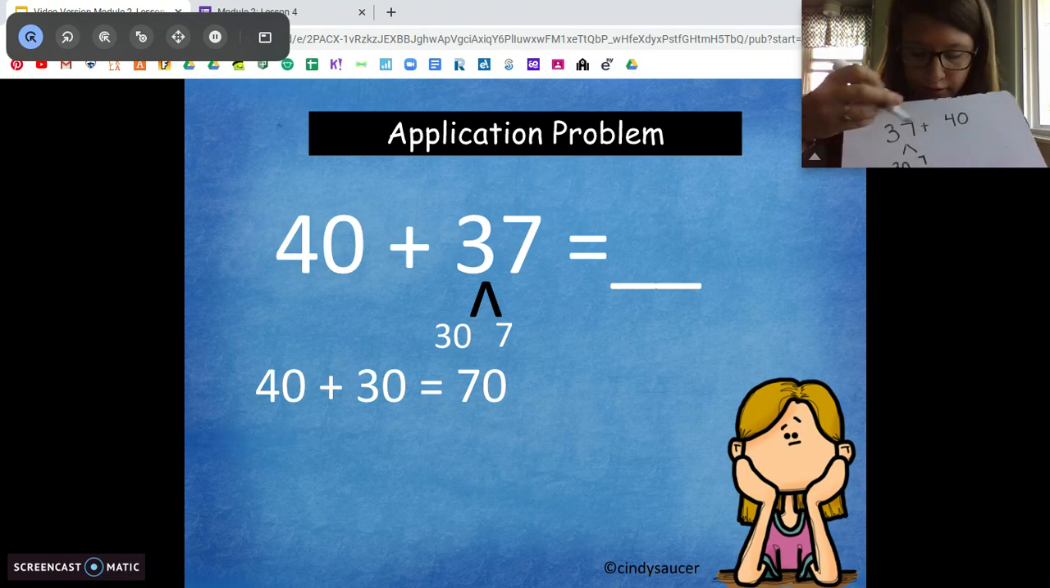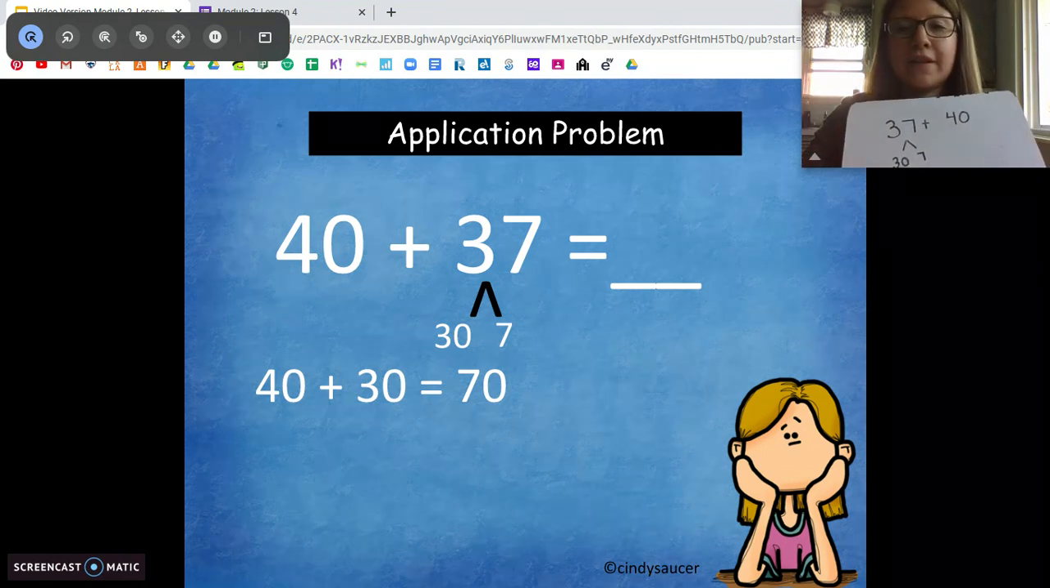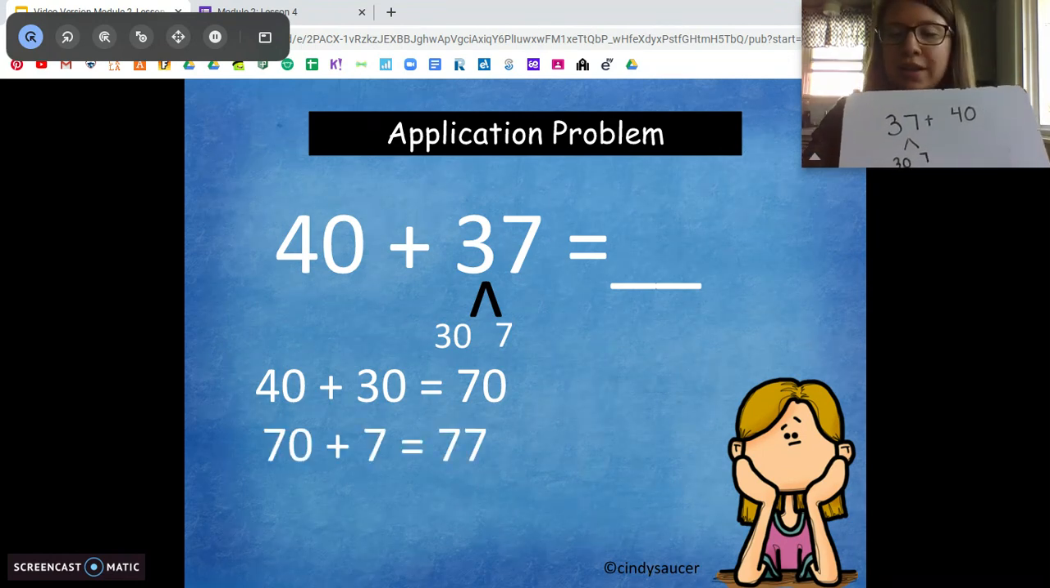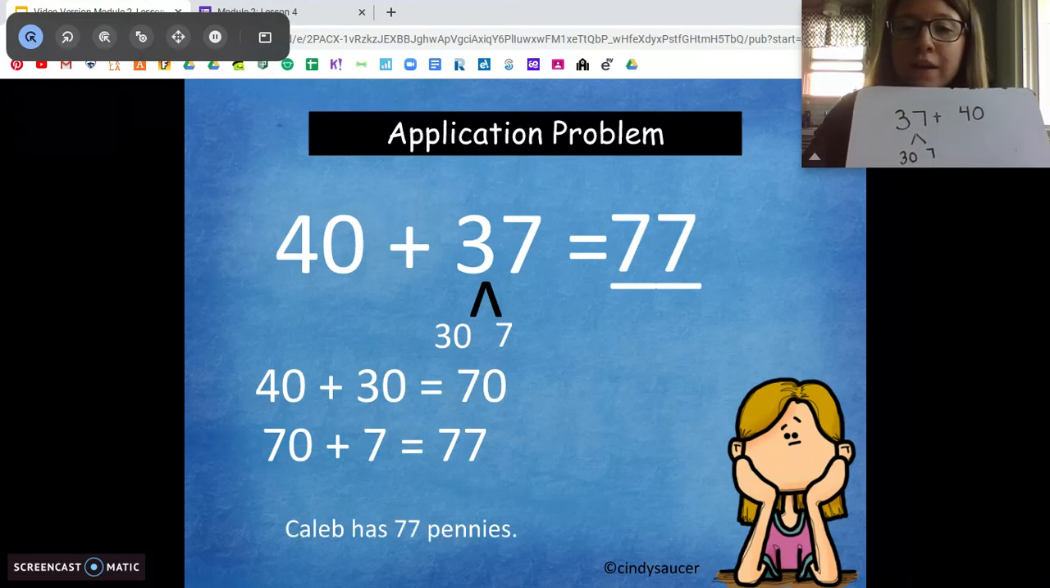Good. So we're going to add our like terms. 30 and 40 is 70. And then we just have to add in that extra 7 to get to 77. So Caleb has 77 pennies.